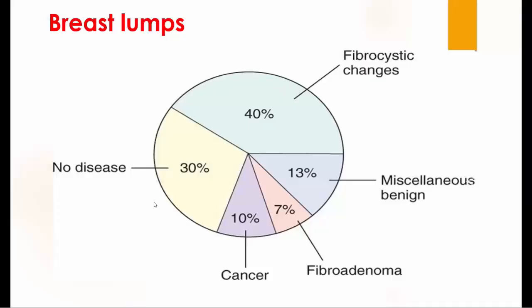Breast lump classification in general. 30% of breast lumps have no disease related to the fibroglandular component. 40% are fibrocystic change breast lumps. So the most common pathological breast lump is focal fibrocystic change. Cancer represents 10%, fibroadenoma 7%, miscellaneous benign 13%.